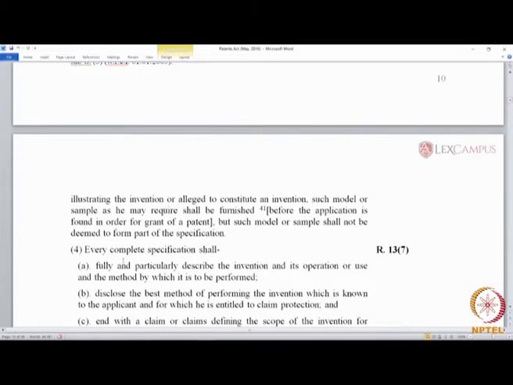A model or a sample is not insisted on by the controller in all cases, but in some specific cases. For instance, if the applicant claims to have invented a machine that is capable of perpetual motion, the controller can insist on a working sample. So, the working sample or a miniature model would show whether the invention is capable of achieving what the inventor claims.